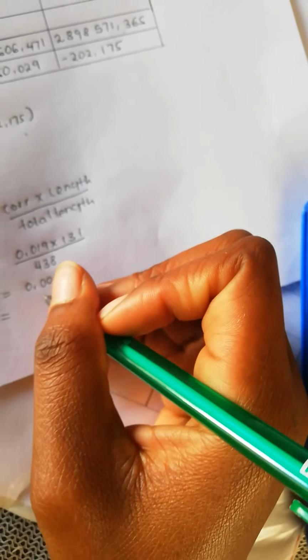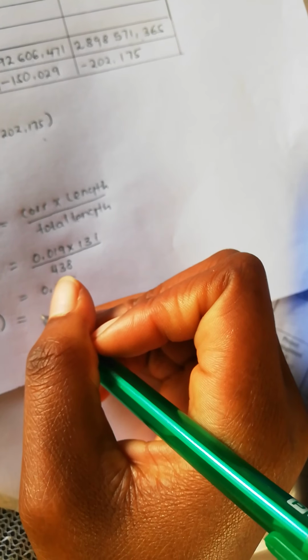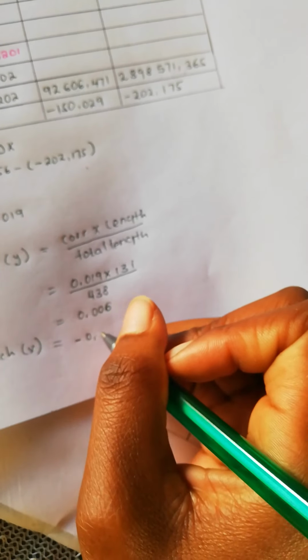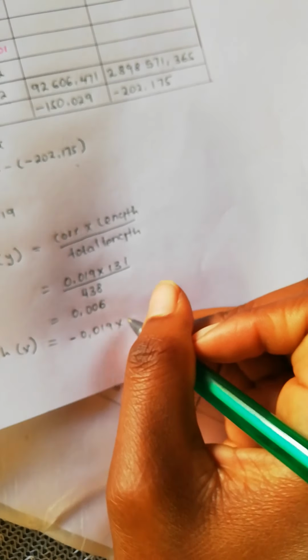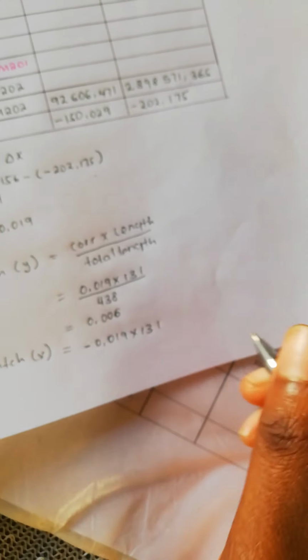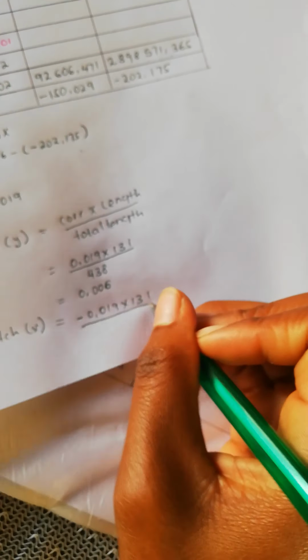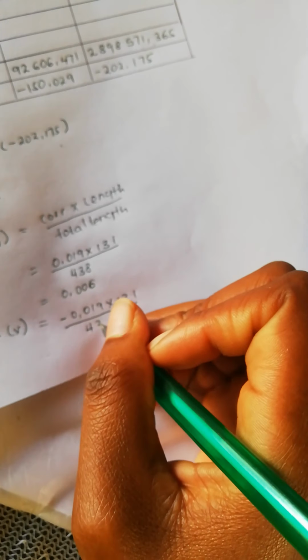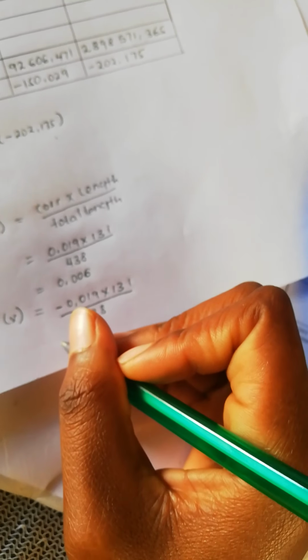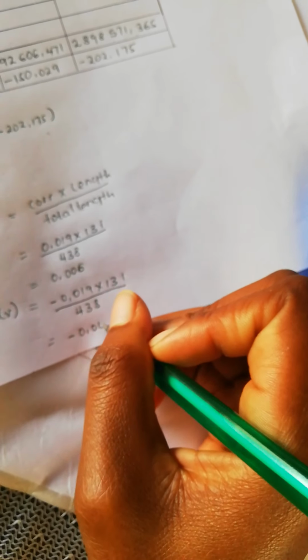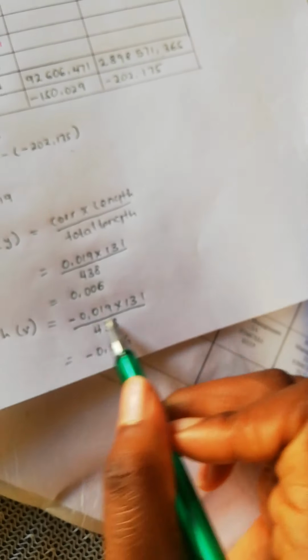I'm not going to write the equation now. I'm going to substitute. So remember our correction for x, it was negative 0.19 multiplied by 131. The length doesn't change because we are still talking about the same length, and even the total length doesn't change. So here we're going to have the same answer but with different signs because our corrections are the same.